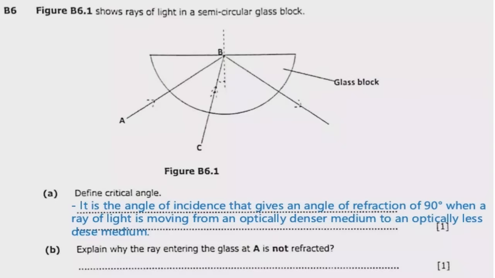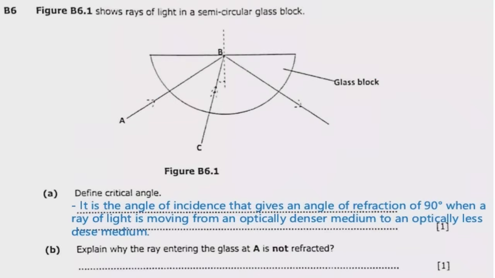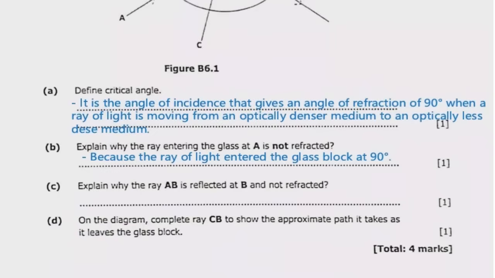Why the ray entering at A is not refracted. Explain why the ray entering the glass at A is not refracted. Why do you think that light is not being refracted when you look at that diagram? The explanation is that the ray of light entered the glass block at 90 degrees. So that is the answer to the question: it is because the ray of light entered the glass at 90 degrees.